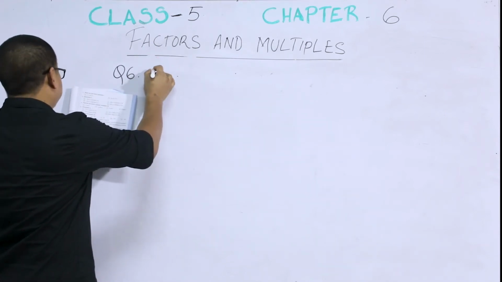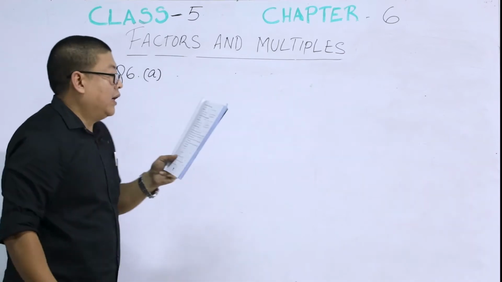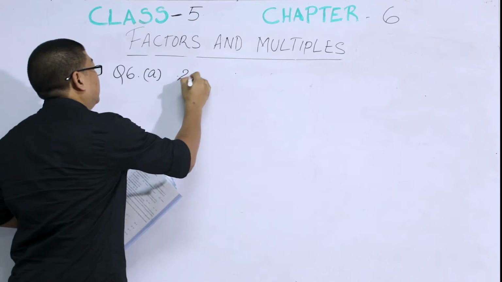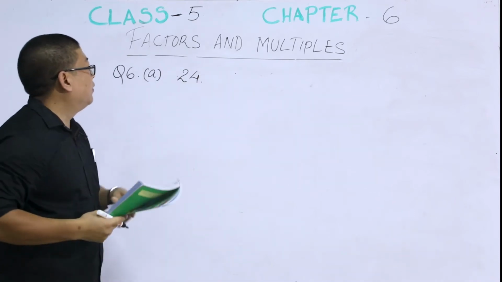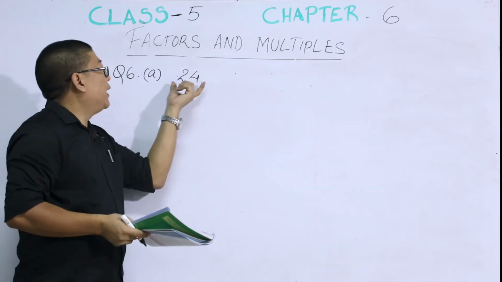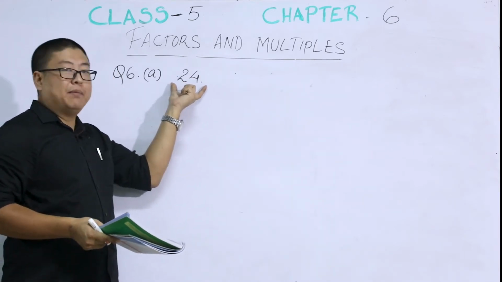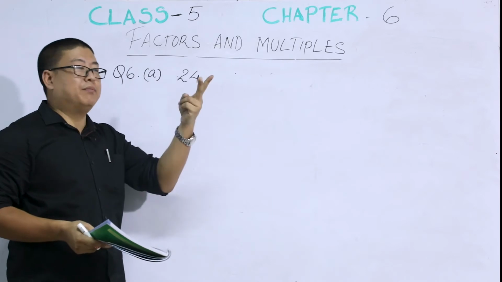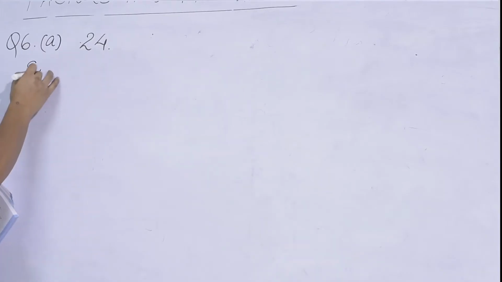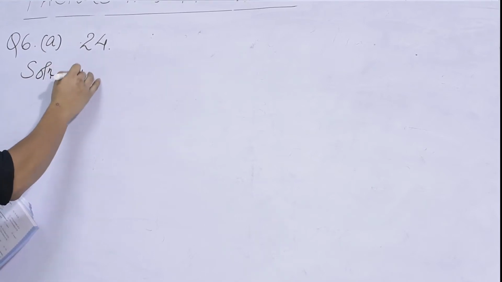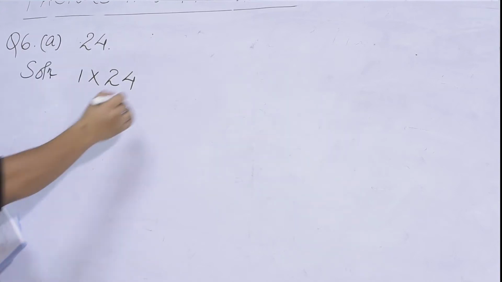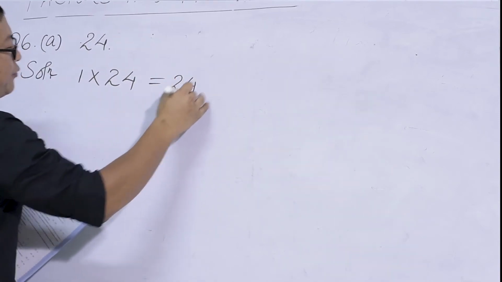So let's look at the next question, question number 6. Find all the factors of 24. Now, the question is, find all the factors of 24. That means we have to find which two numbers will be multiplied to get 24, right? So let's start with 1 into 24. 1 into 24 will give you 24.